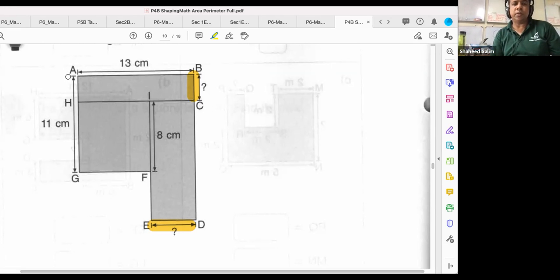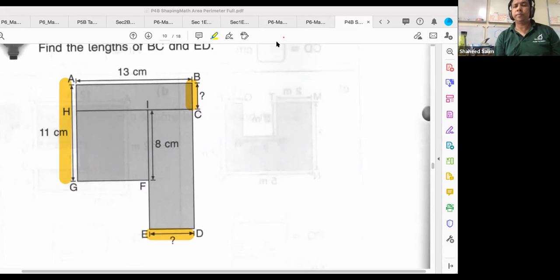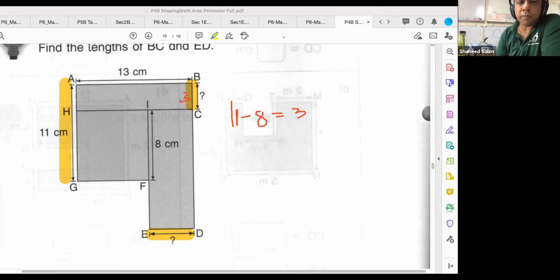All right, now here, can you see now this is 11. From here to here is 11. You want to find this one. You know how much this is. So what do you do? 11 minus 8. You get 3. Down here is 3 because 3 plus 8 is 11.